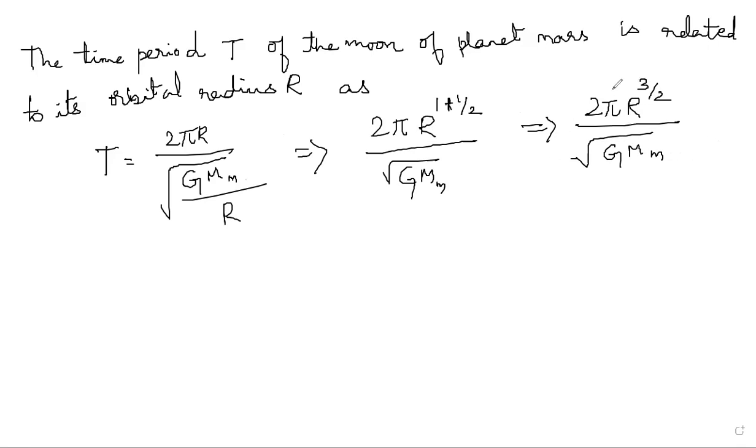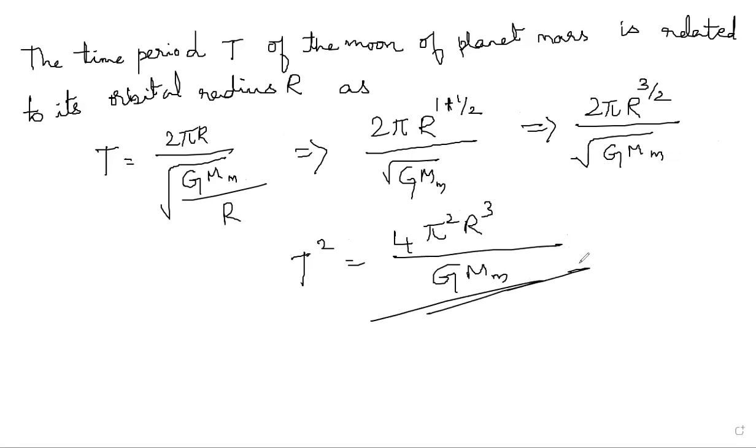Now you are going to do squaring on both the sides, so T square is equal to 4 pi square R cube divided by GM. So that is the time period. They have given the 4 options, and in that this will be the correct answer. I hope you are clear with this. Okay, so the next problem we will go.